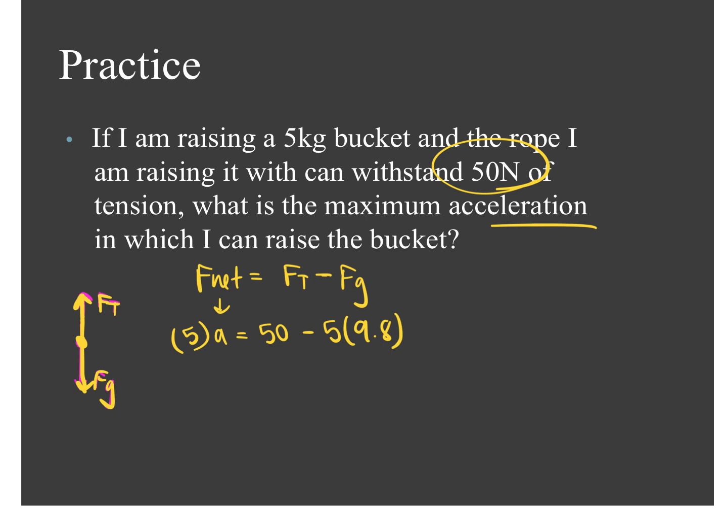Okay, so 9.8 times 5 is 49. 50 minus that, divided by 5. So my maximum acceleration comes out to be 0.2 meters per second squared.